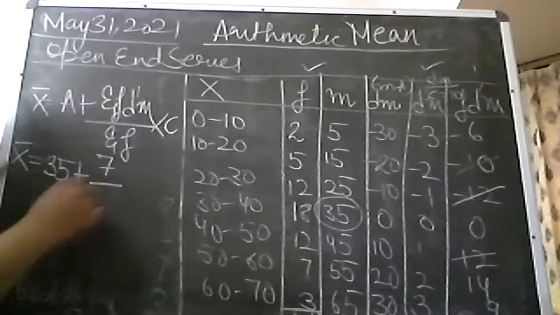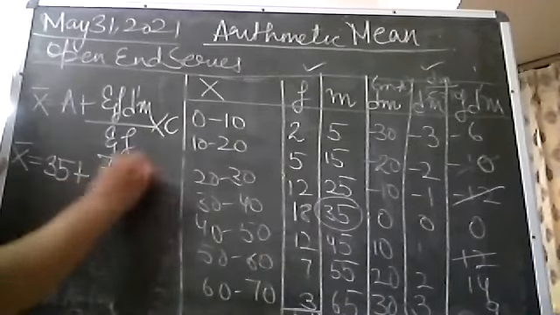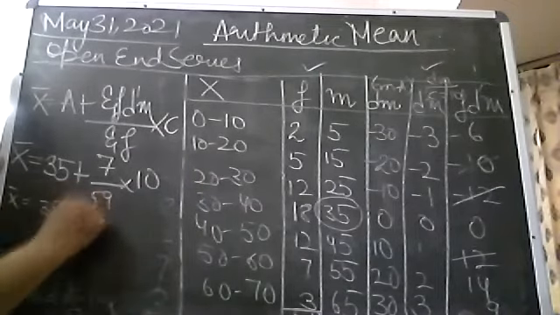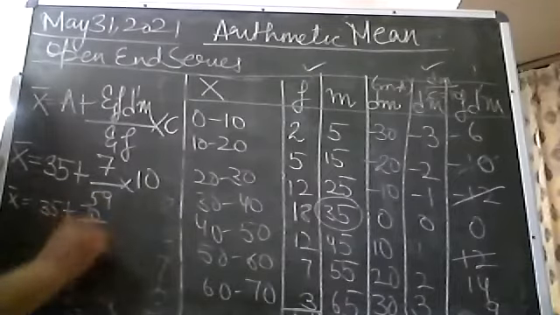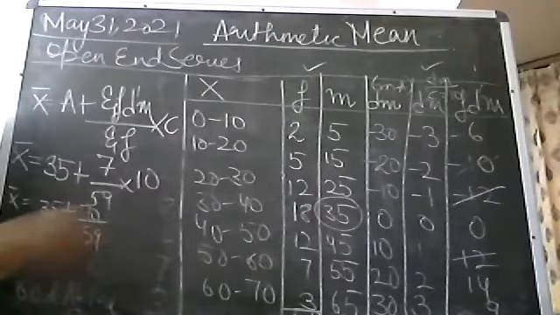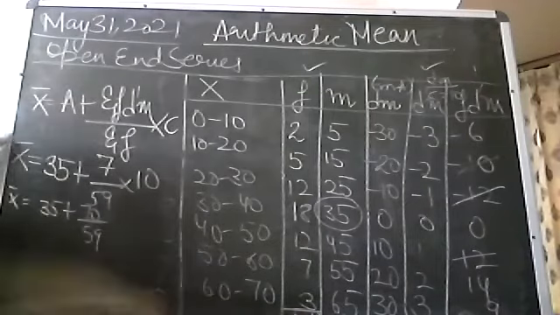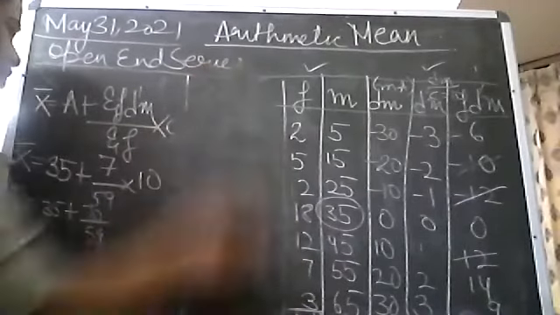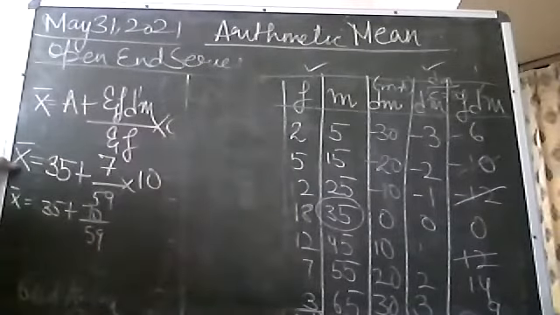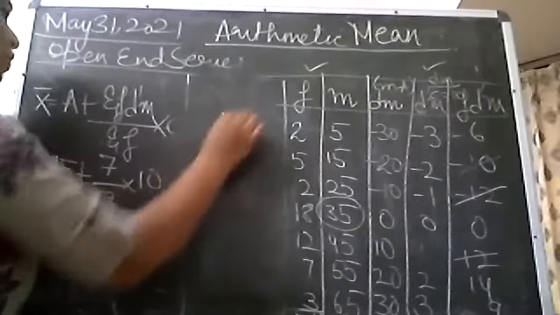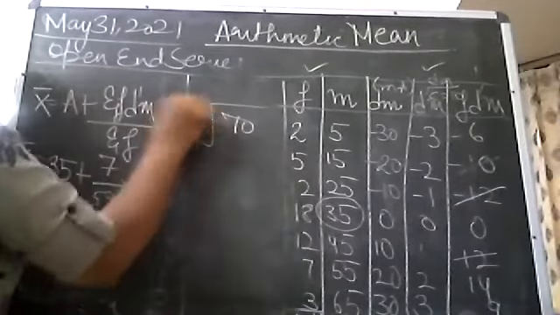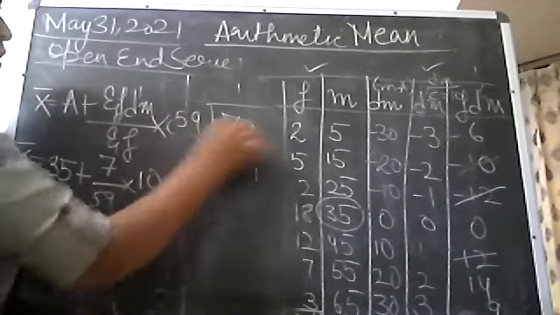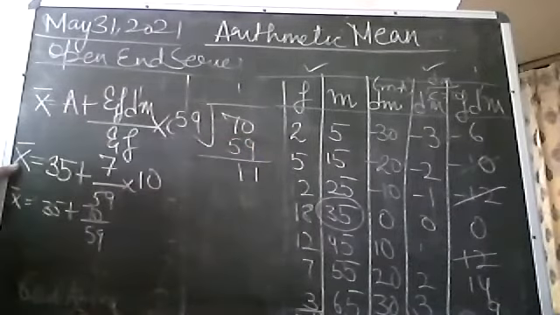ठीक है, into 10. So x bar comes out to be 35 plus 70 divided by 59. This will come out to be 1 point something. You can calculate on your own. I'm rubbing it so that you can see my calculations over here. But just don't note down the question. Do it on your own, even if it takes a little time. I am willing to wait, but just don't note down the question. It's not going to be helpful at all.